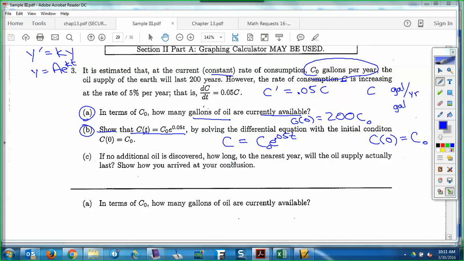Okay, so we don't have to label that. You can just put 200 c sub 0. If no additional oil is discovered, how long to the nearest year will the oil supply actually last? Show how you arrived at your conclusion. Okay? So, ideas. Remember, c here is gallons per year. So, ideas.